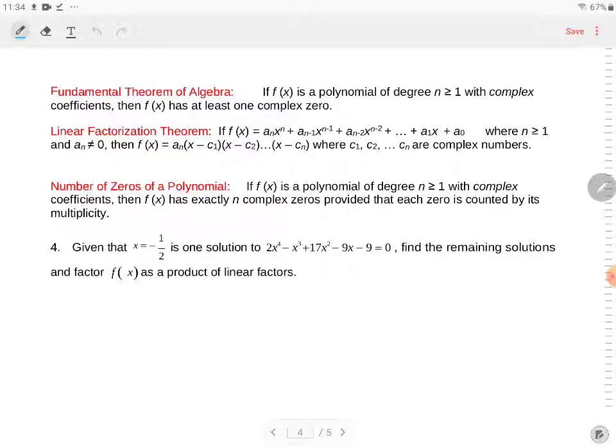Okay, so I mentioned this earlier. The fundamental theorem of algebra says that if your degree is greater than or equal to 1, then you have to have at least one complex zero. So if you guys recall, the complex zero is of the form a plus bi. So real numbers are complex, imaginaries are complex, a plus bi form is complex. The number of zeros here has to be n complex zeros, where n is your degree.